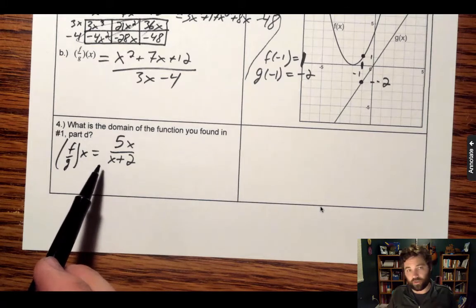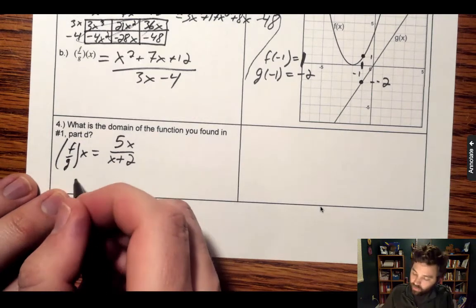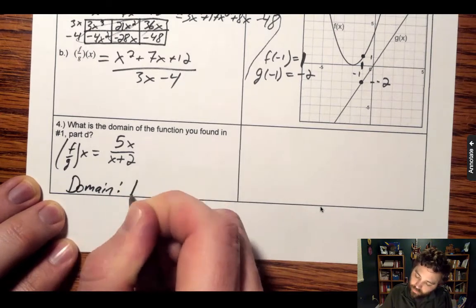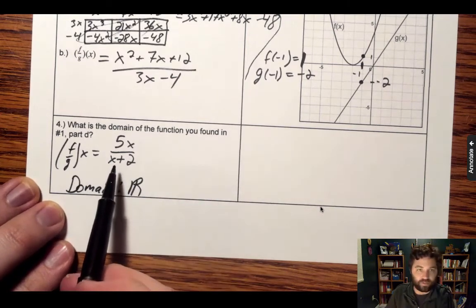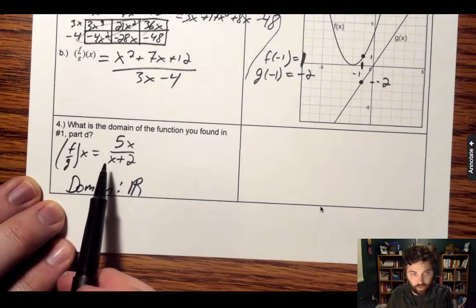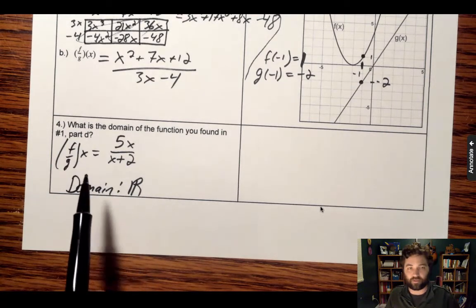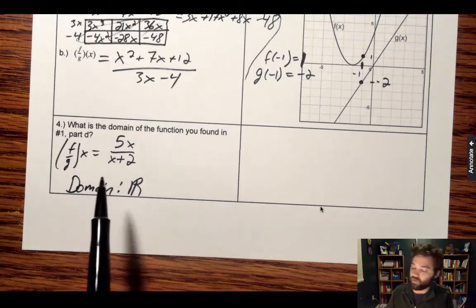In this function, if I plug in negative 2, I will get a divide by 0 error. So this function will have domain of all real numbers. Everything will work. You can plug in 7, pi, a trillion, whatever you want in for x. And there will be a y value that comes out the other side, except for negative 2. So we'll write all real numbers.